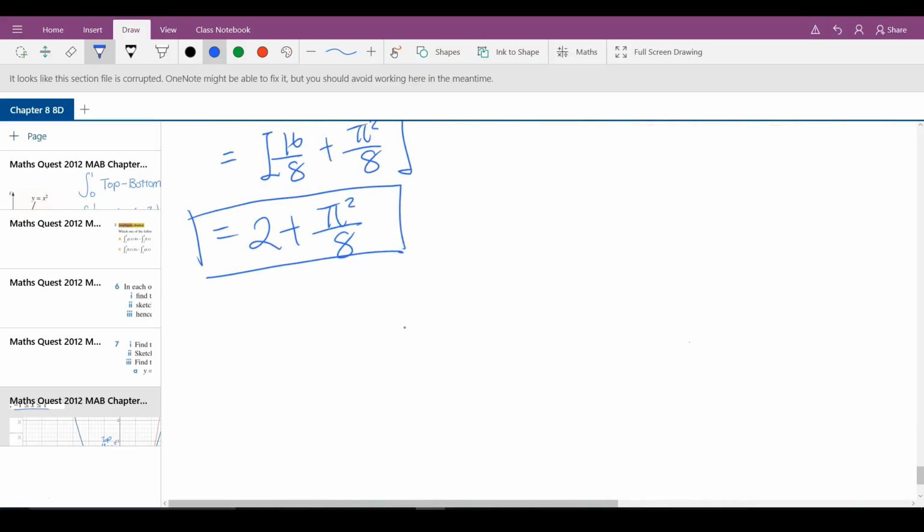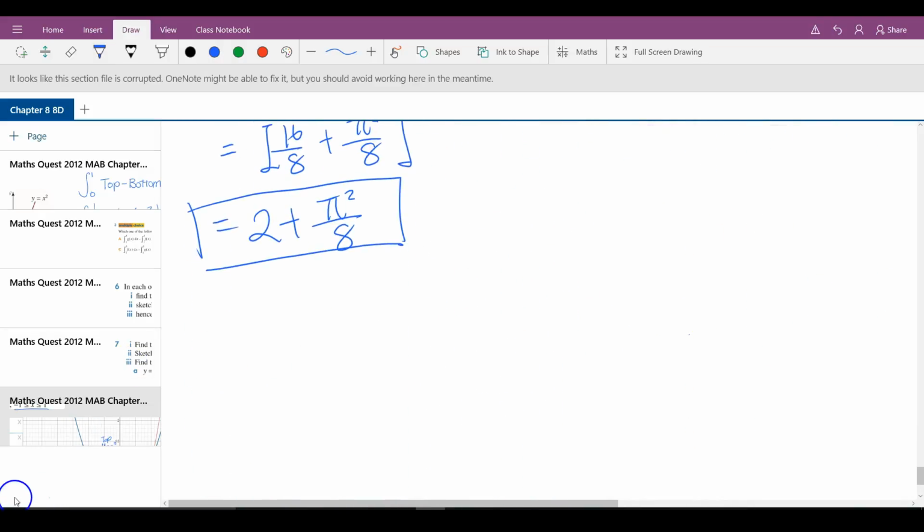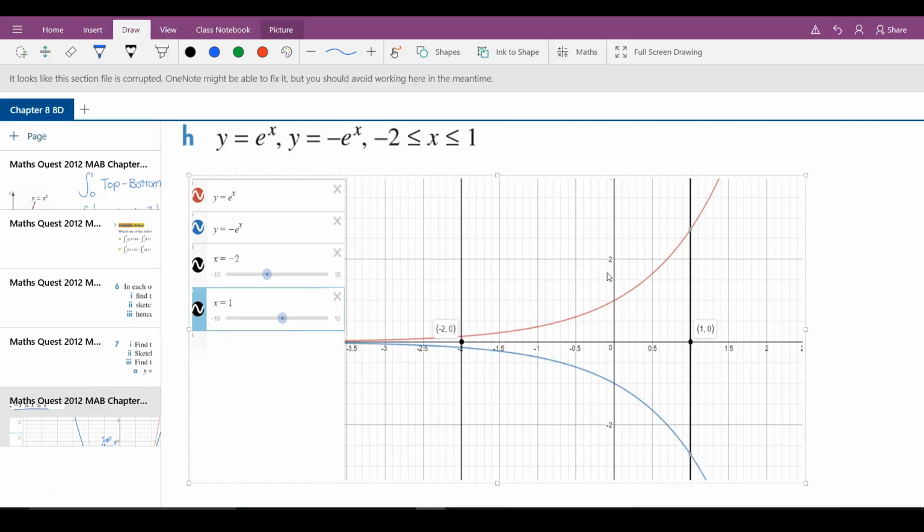All right, one last question, isn't it? Let's go. Finally, last question on question 8D, question 8. Okay, let's go. So we're looking for all these areas. That's just one section.